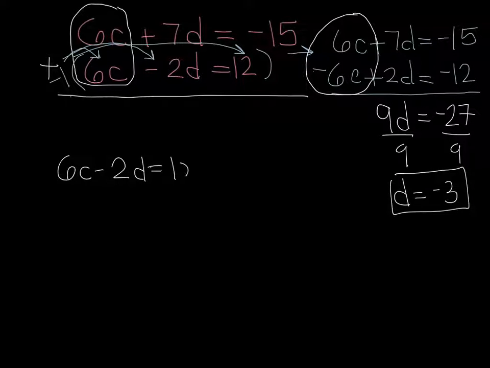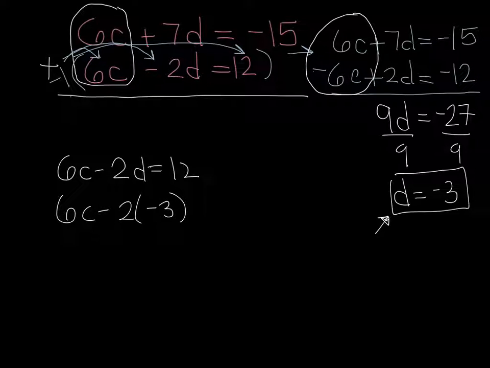You can do whichever one you like. So wherever there's a d, I'm going to replace it with a negative 3. So I have 6c minus 2 times d. Well, d is negative 3, equals 12. So I have 6c, and we know a negative times a negative is a positive 6.